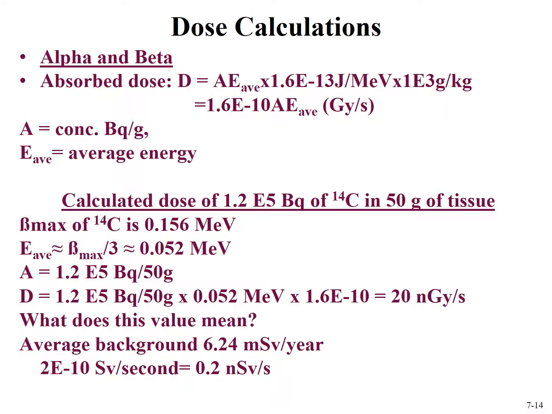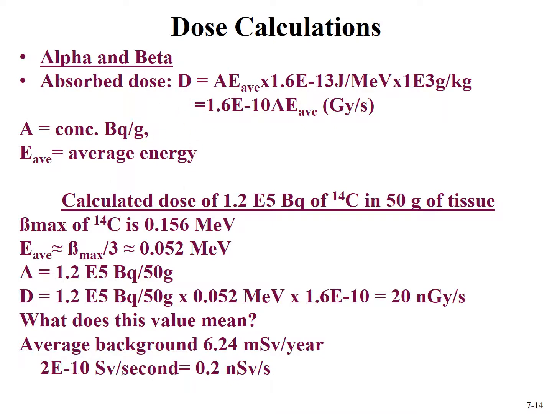One can perform dose calculations knowing information related to the average particle energy and its activity. If one wants to use the dose in grays per second, this equation here transforms to a very simple equation where you get 1.6 times 10 to the minus 10 A, which is the concentration in becquerels per gram, times E, which is the average energy. This equation is for alpha and beta. For alpha, the average energy can be the energy of the decay, whereas for beta, since we have a range of energies, we actually use 1/3 of the beta max as the average energy.